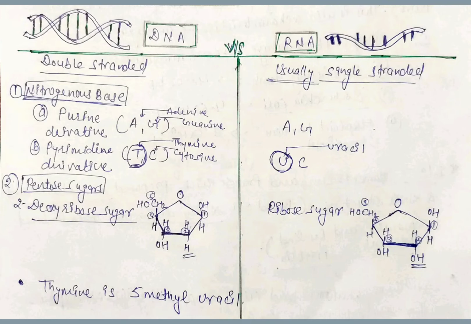Next are pentose sugars. In DNA, the pentose sugar is 2-deoxyribose and in RNA it is ribose. The difference between ribose and deoxyribose is only that the hydroxyl group present at position 2 in ribose is reduced to a lone hydrogen atom in deoxyribose. But this minor difference accounts for important differences in the chemical reactivities of RNA and DNA.